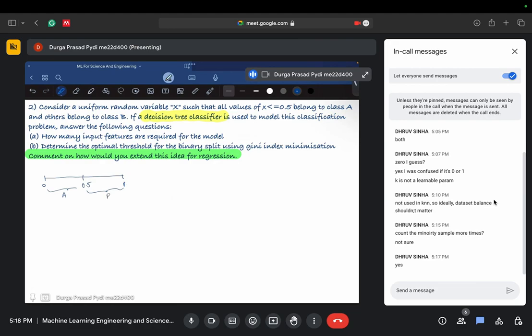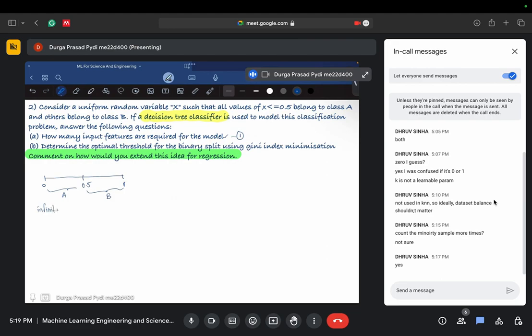Yeah, the first question is straightforward. So how many input features are required for this? You just have one feature X, so you don't need anything more than that. So the second question is, determine the optimal threshold for the binary split using Gini index minimization. So now the question is, say I wanted to use a decision tree for this problem, and say your data set is infinitely available. So basically you can just sample from this uniform random variable to create your data set yourself. So you have some infinite data set.